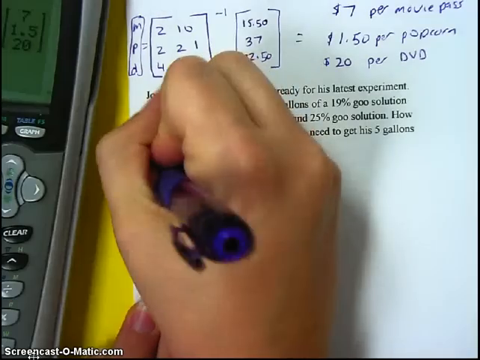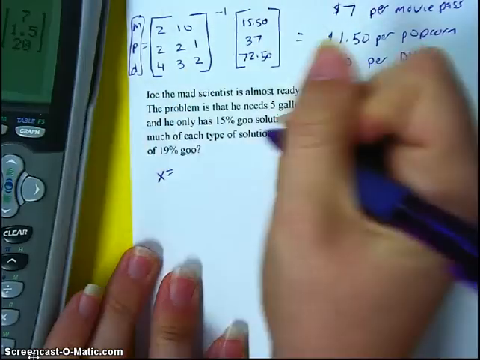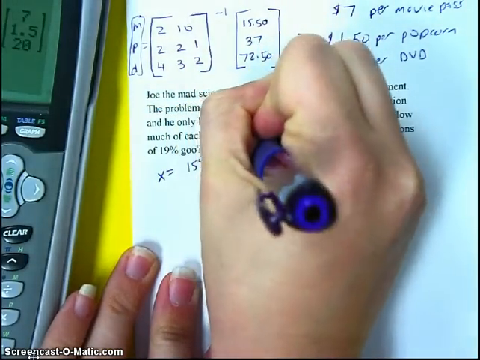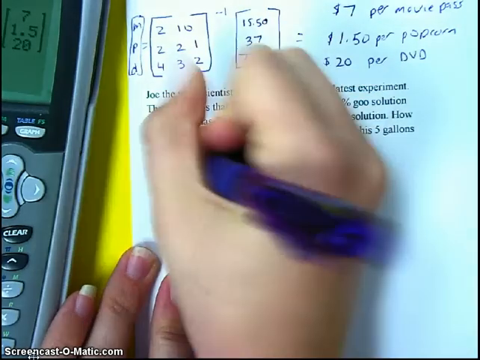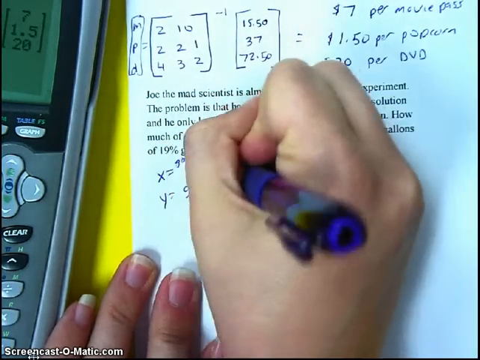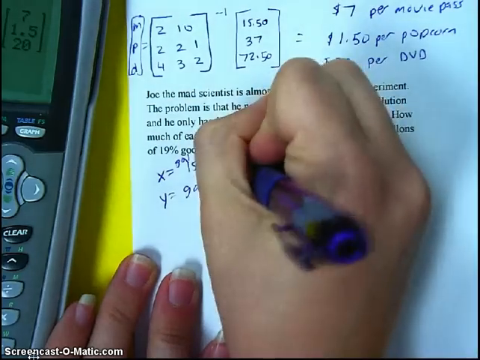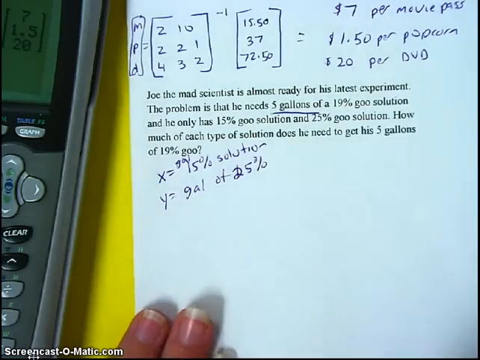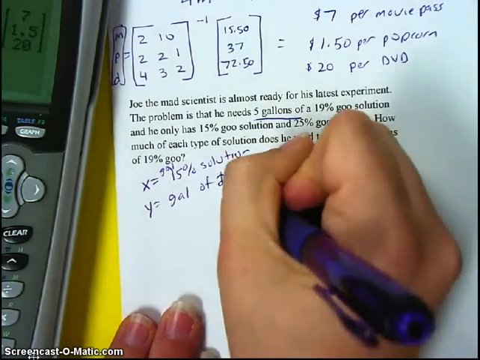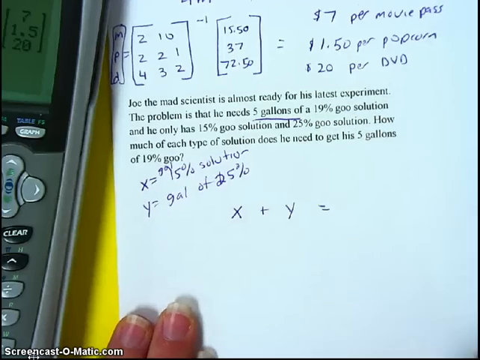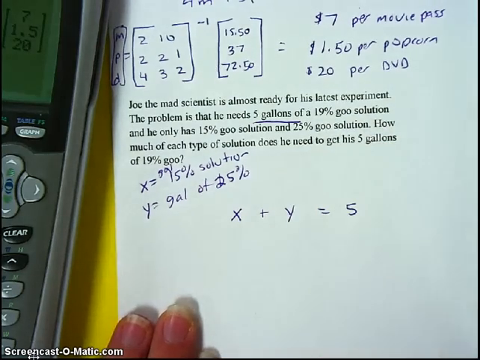So if X is going to stand for the gallons of my 15% solution, Y will be the gallons of my 25% solution. We know we need 5 total gallons of our solution. So we know that the amount I put in of my 15% plus the amount I put in of my 25% has to equal my 5 gallons.